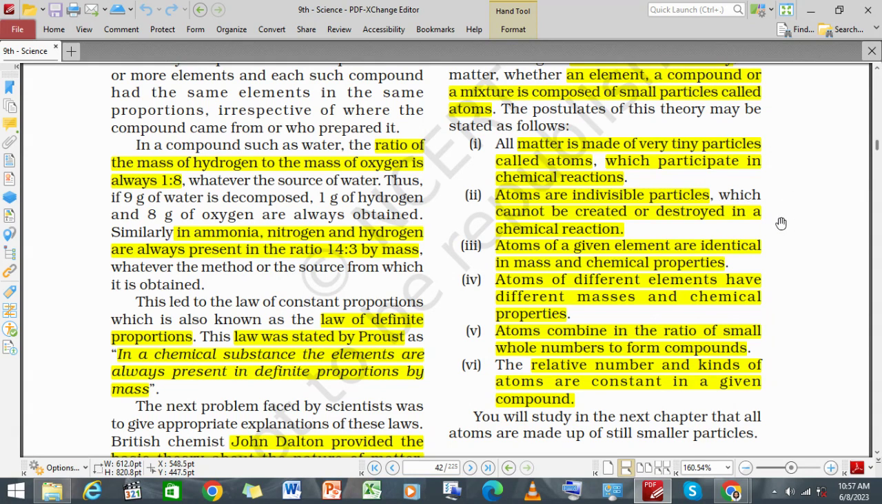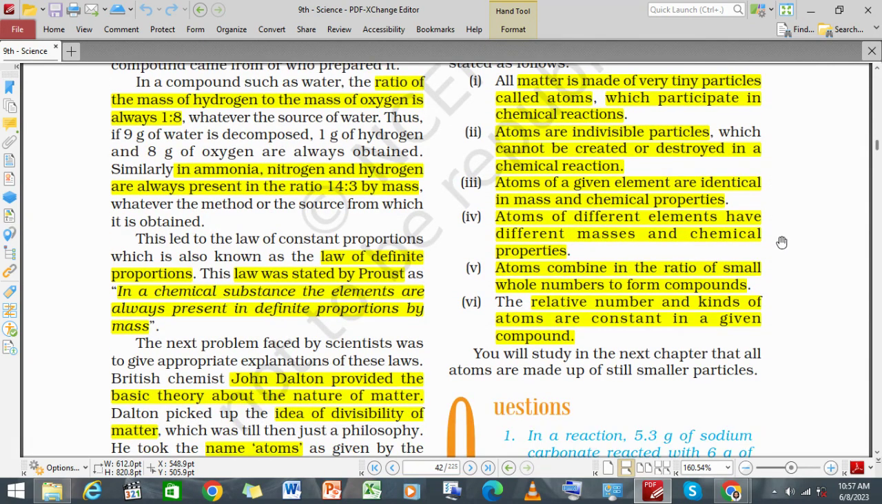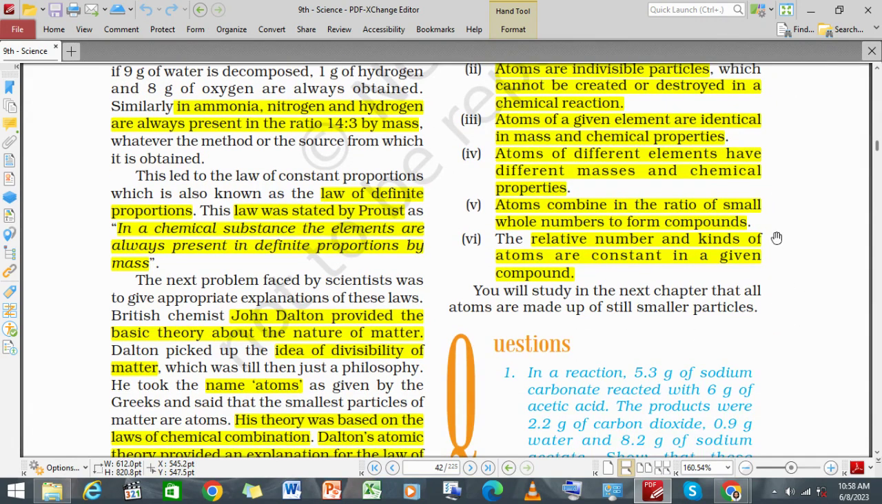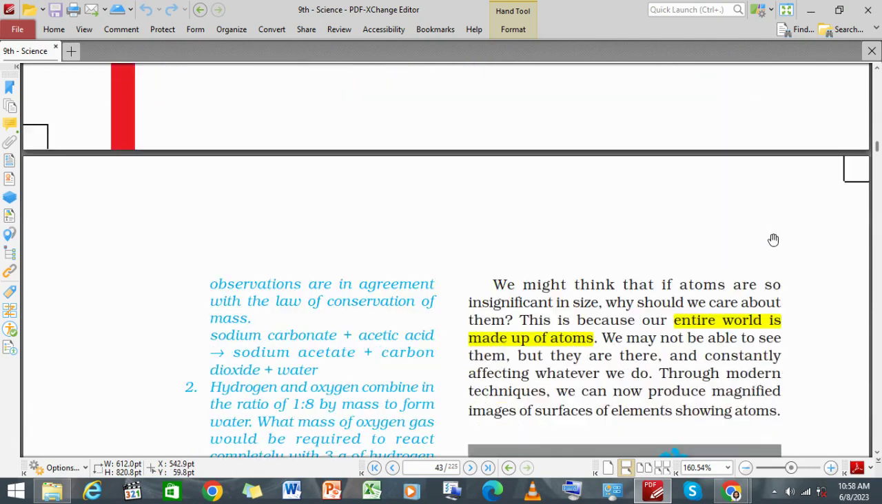Atoms of a given element are identical in mass and chemical properties. Atoms of different elements have different masses and chemical properties. Atoms combine in the ratio of small whole numbers to form compounds. Alright. And the relative numbers and kinds of atoms are constant in a given compound. I hope it is understandable, as these statements are nothing much to worry about.